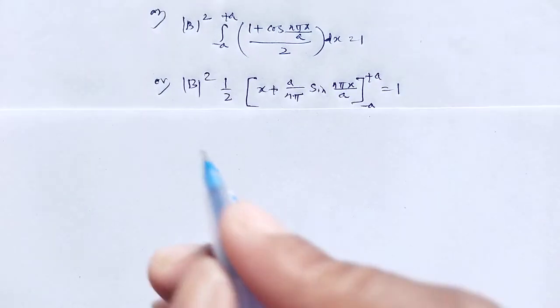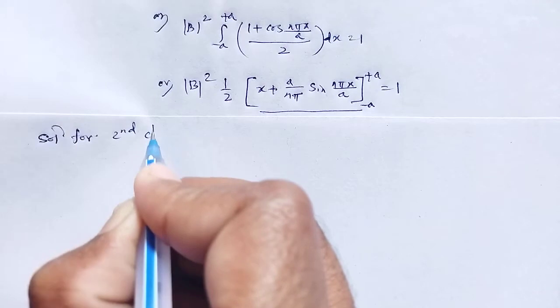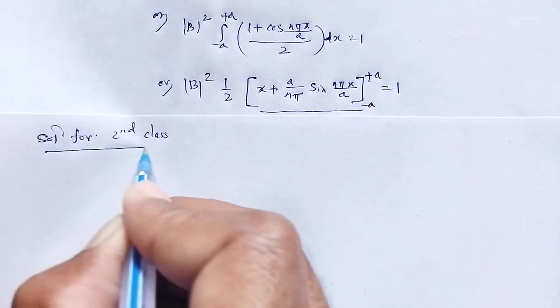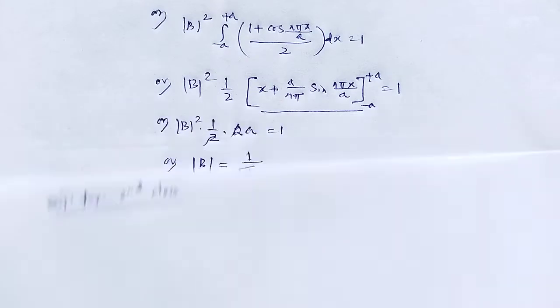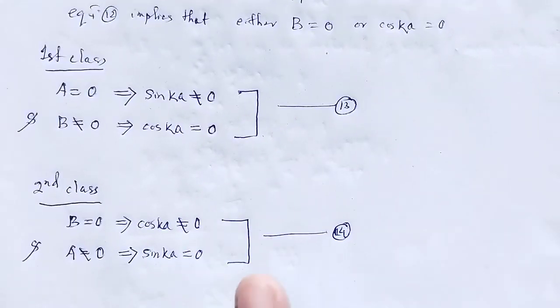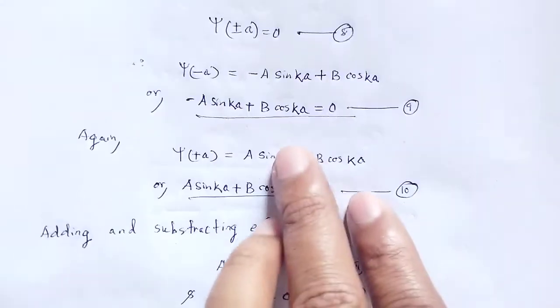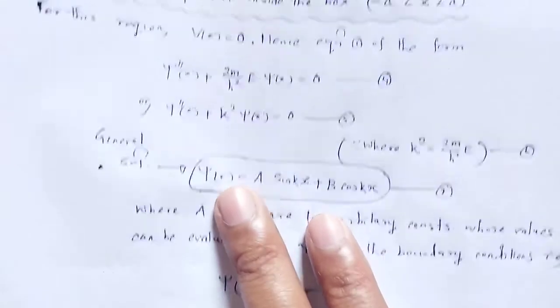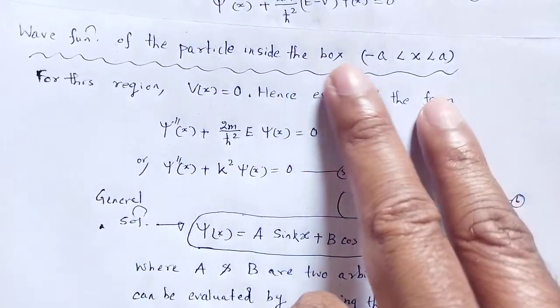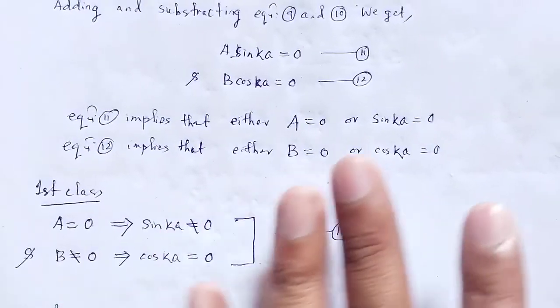Solution for second class. As the second class solution value, that is b is equal to 0, cos k not equal to 0 and a not equal to 0, sin k a is equal to 0. When you put b is equal to 0 in equation number 7, that is the general solution of the wave function inside the region minus a to plus a, we put the value here.